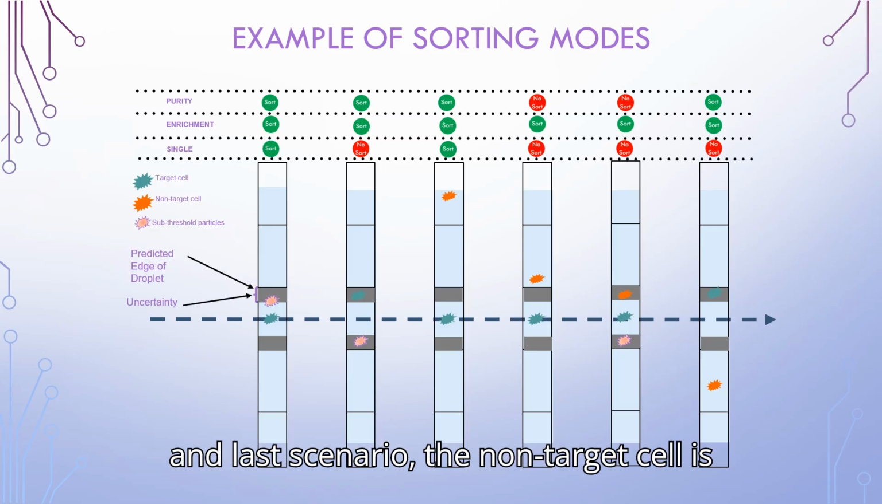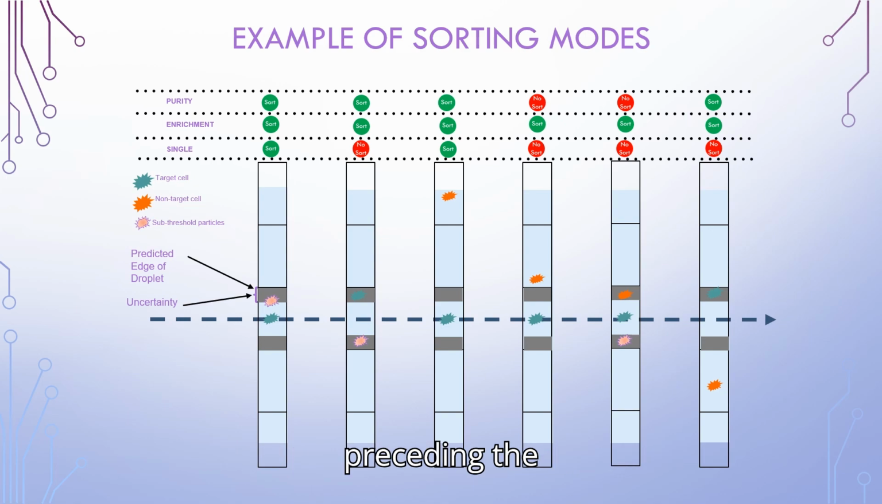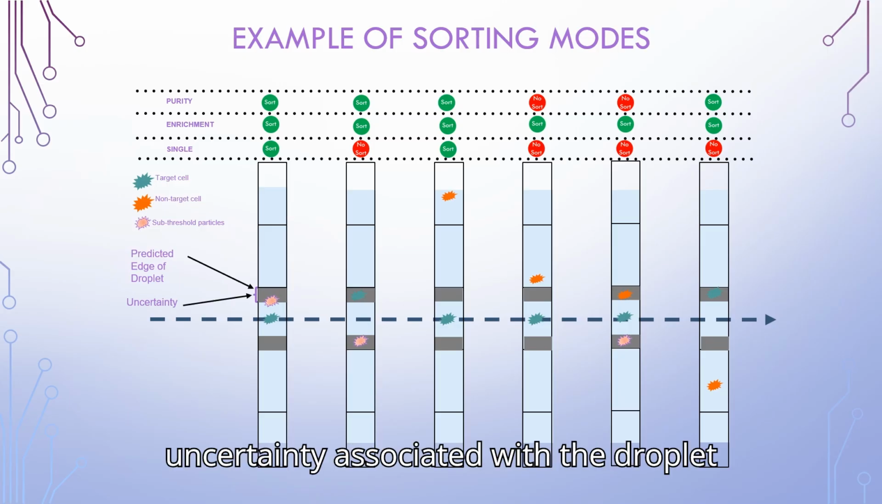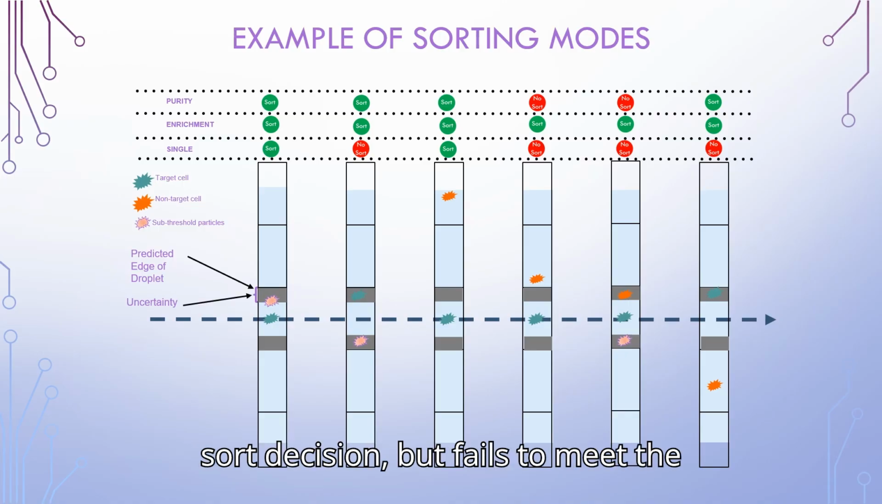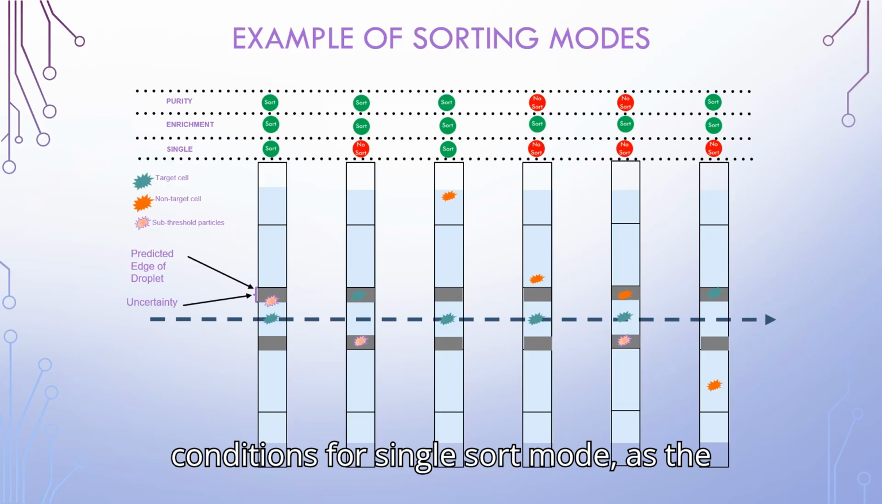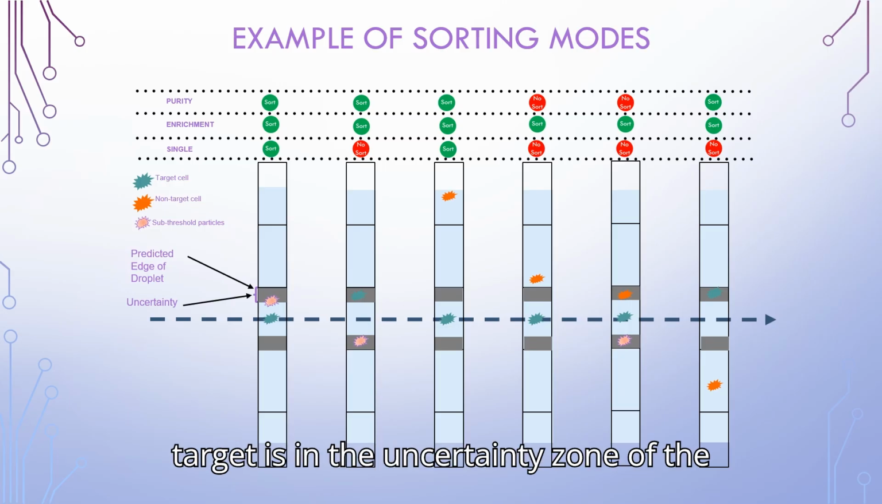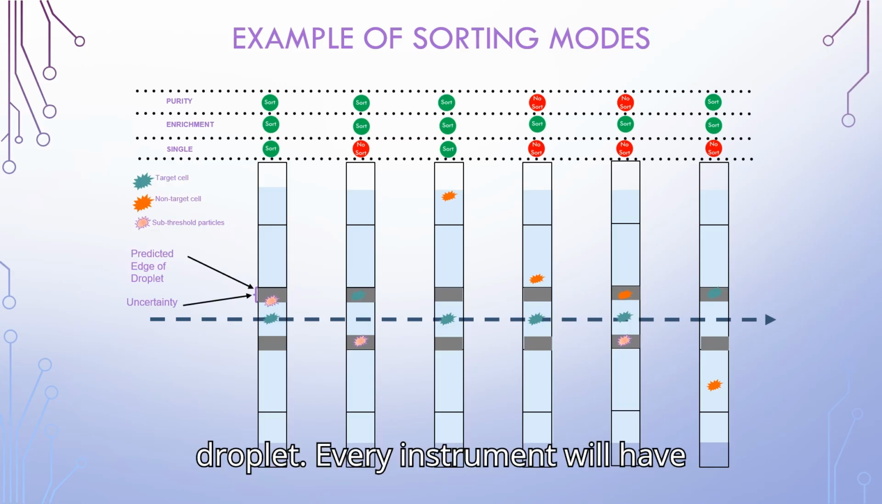In our sixth and last scenario, the non-target cell is preceding the droplet, but outside of the uncertainty associated with the droplet containing our target. This meets the conditions for a purity or enrichment sort decision, but fails to meet the conditions for single sort mode, as the target is in the uncertainty zone of the droplet.